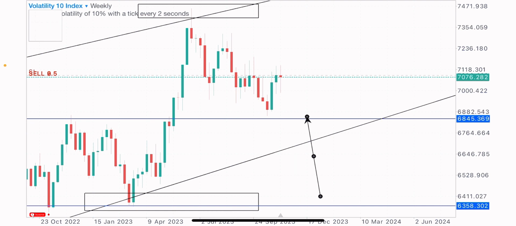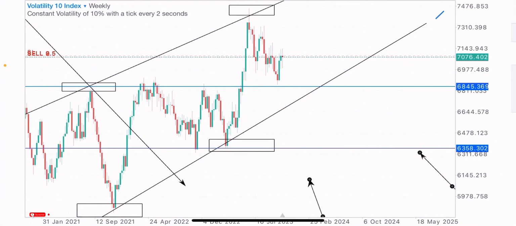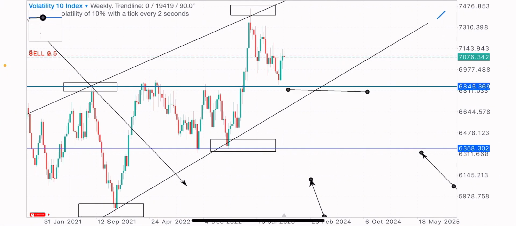Price tried to get to this level, but it failed. It didn't really give a proper test of this level. So currently we're expecting the sales on this index to this level. I'm expecting price to sell to this zone. Sorry, let me clear this thing. Expecting price to sell to this zone on V10 index in the coming days and hours.